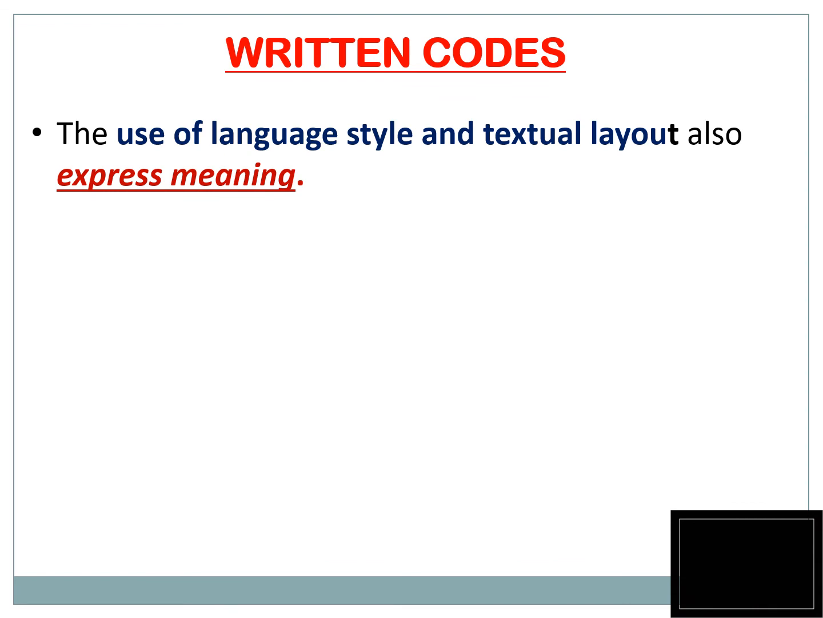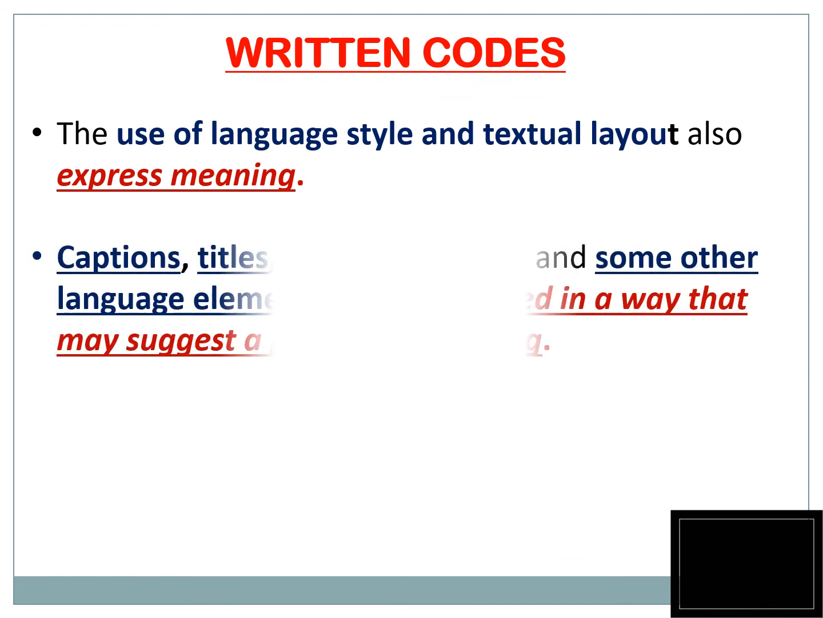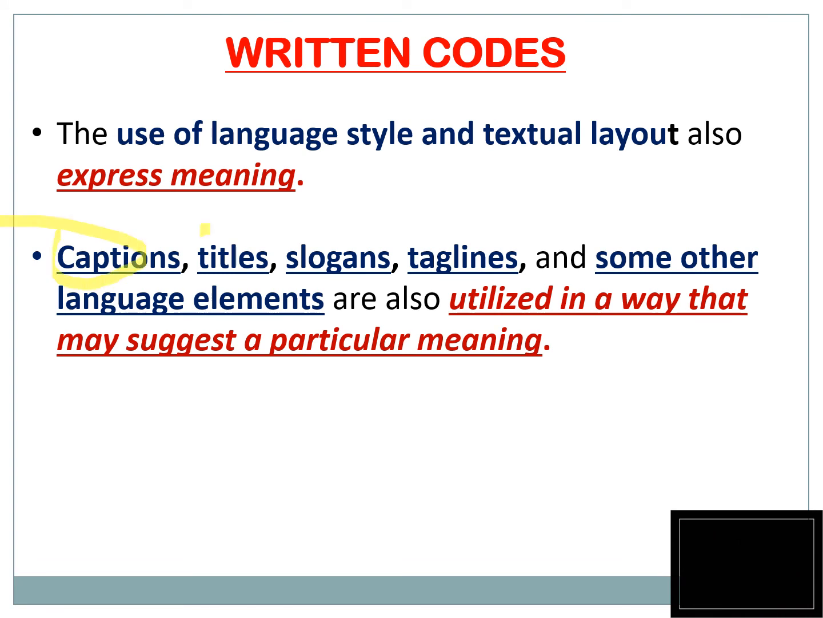So next one is the written codes. So the use of language, style, and textual layout also express meaning. So examples are captions, titles, slogans, taglines, and some other language elements are also utilized in a way that may suggest a particular meaning. Example na lang, when we are watching a drama from another country, 'di ba? Mas prefer natin na lagyan ng caption. Mas prefer natin na lagyan ng different subtitle nang sa ganon, malaman natin at maintindihan natin kung ano nga ba yung ibig sabihin nung pinapanood natin.